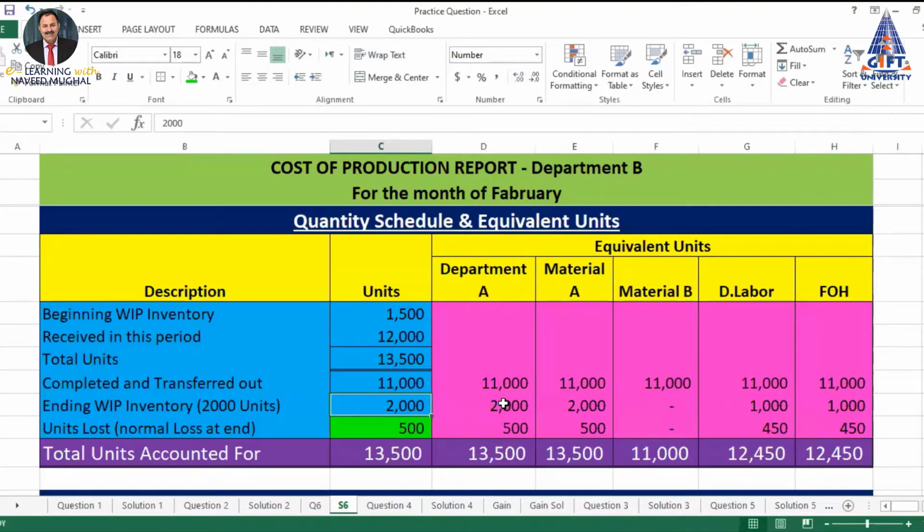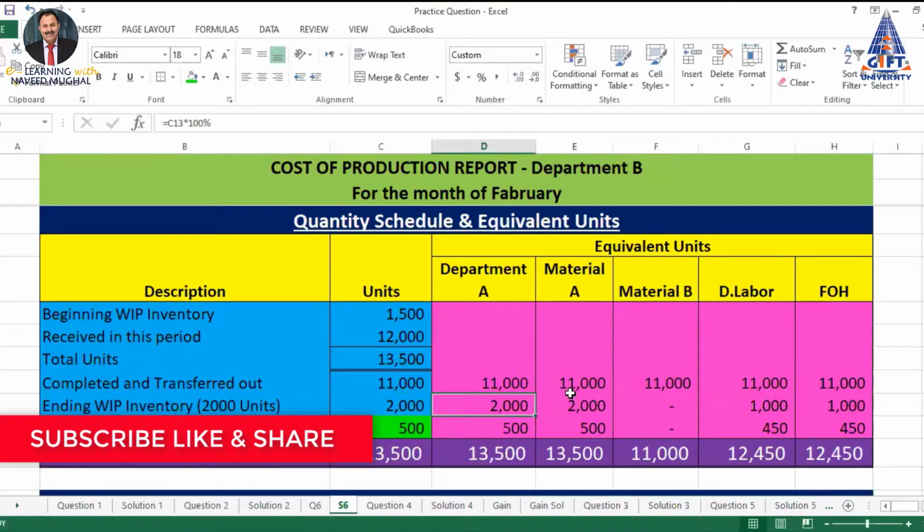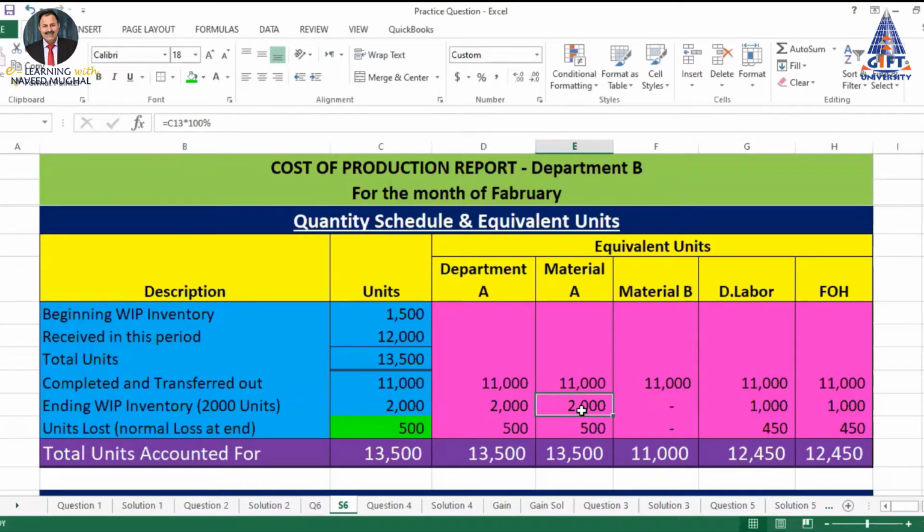With respect to department A, I have already explained that all units, whether complete or incomplete, are 100% complete with respect to department A. That's why we have 100% complete. 2000 multiplied by 100%, that is 2000. With respect to material A, at what time is material A added? Material A is added at the start of the period. It means when we received the start of the material, 2000 units have already consumed the material, that is 100%. So 2000 multiplied by 100% as per formula, that is 2000.